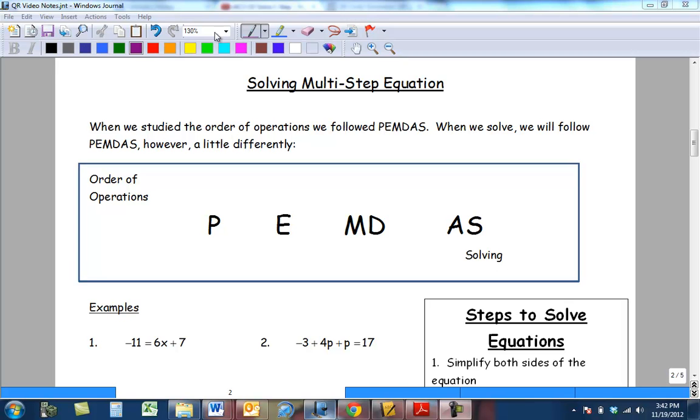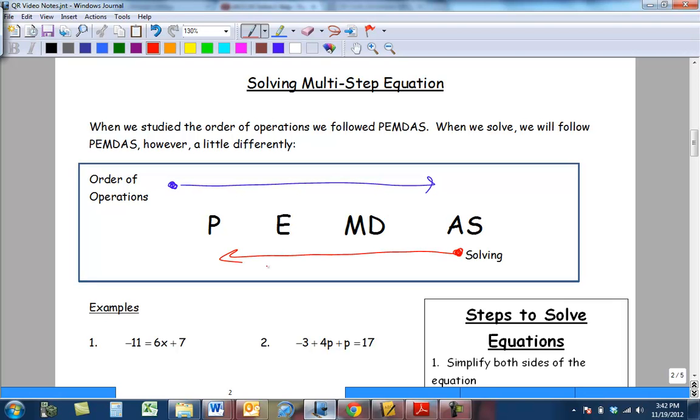All right, solving multi-step equations. When we studied the order of operations, we followed PEMDAS, where you started with parentheses and worked your way down. However, when we solve, we still follow PEMDAS, however, backwards. Now, order of operations, you start at P and work your way down. However, when we're solving, you start with addition and subtraction and work your way backwards.